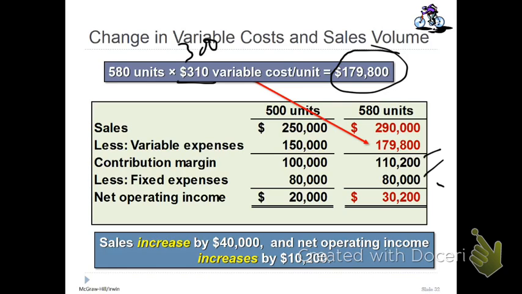My fixed costs are still 80 grand. What happens to my net income? My net income goes up to 30,200. So, should I go ahead and do that? And the answer is yes. I've increased sales by 40 grand, but my net income has gone up by 10,200. Now, once again, could I do this in a shortcut method? And the answer is yes. Okay. If my variable costs are 310, my contribution margin per unit is 190. So I take 580 times 190, subtract my fixed cost of 80 grand, and once again, I'll find out that net income is going to go up to 30,200.